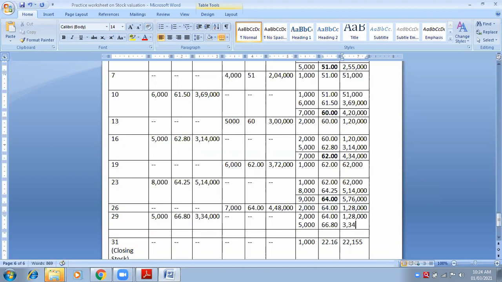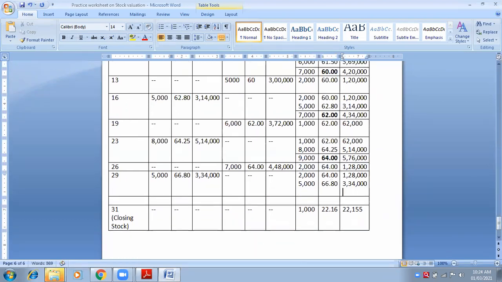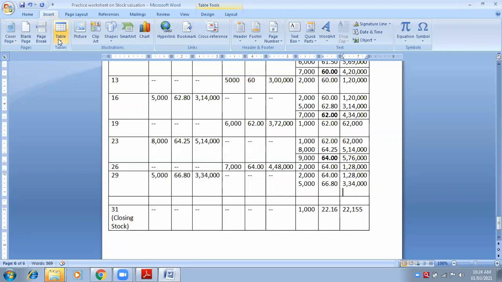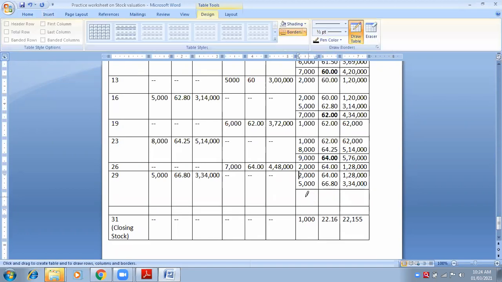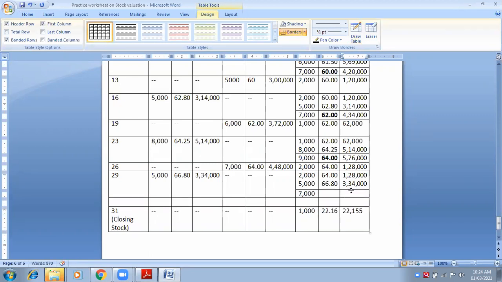Now we have to literally add them, not just show them, but literally add them. Come on, add and tell me the answer. 7,000 is the total number of units. 4,62,000 is the total amount. So 4,62,000 divided by 7,000. You will have a weighted average rate. 66.00. Okay.